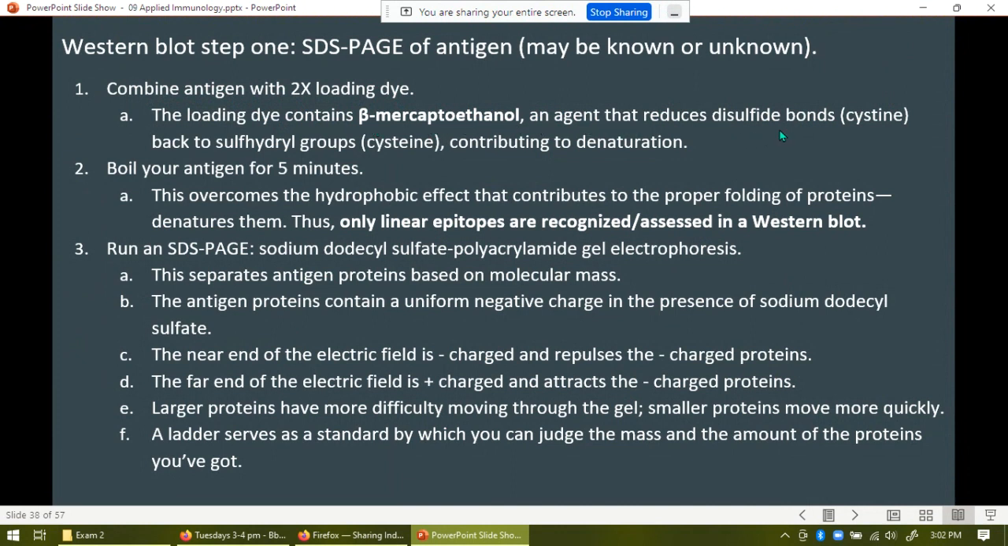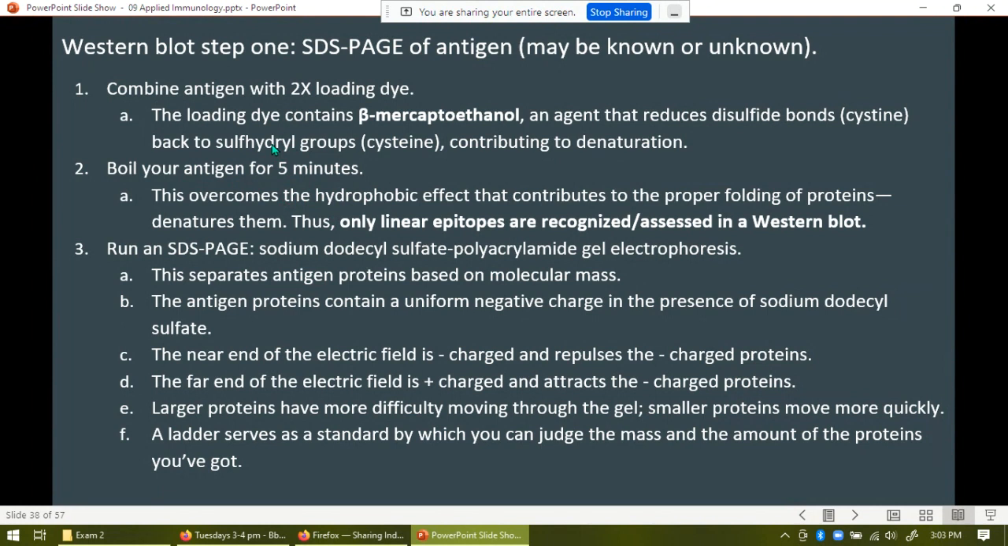And this is an agent that reduces disulfide bonds back to sulfhydryl groups. And that denatures the proteins and makes it all kind of fair. So it turns your protein into a linear string of amino acids, basically, that is not folded whatsoever. So it reduces it to primary structure. Then you boil your antigen for 5 minutes. And that is enough to basically disrupt all intramolecular forces and force the protein to be linear.